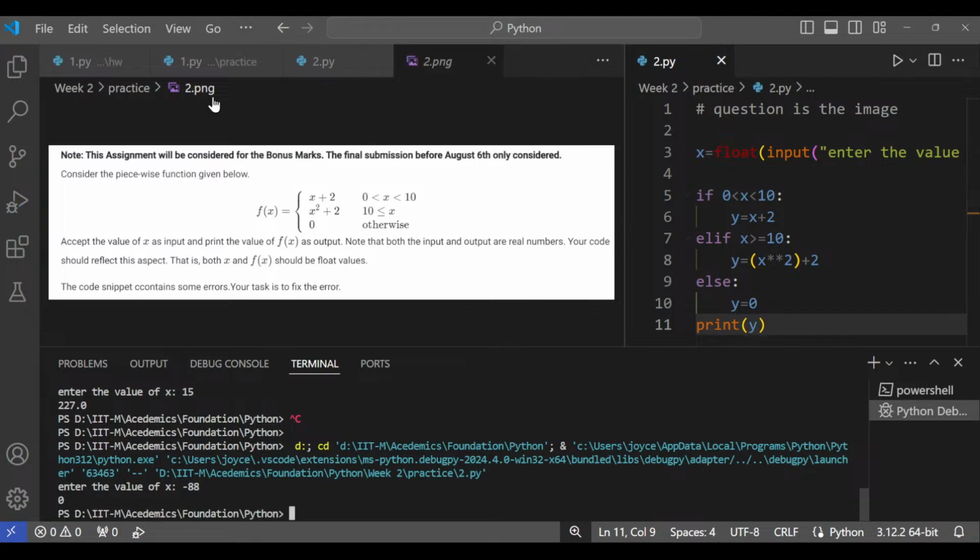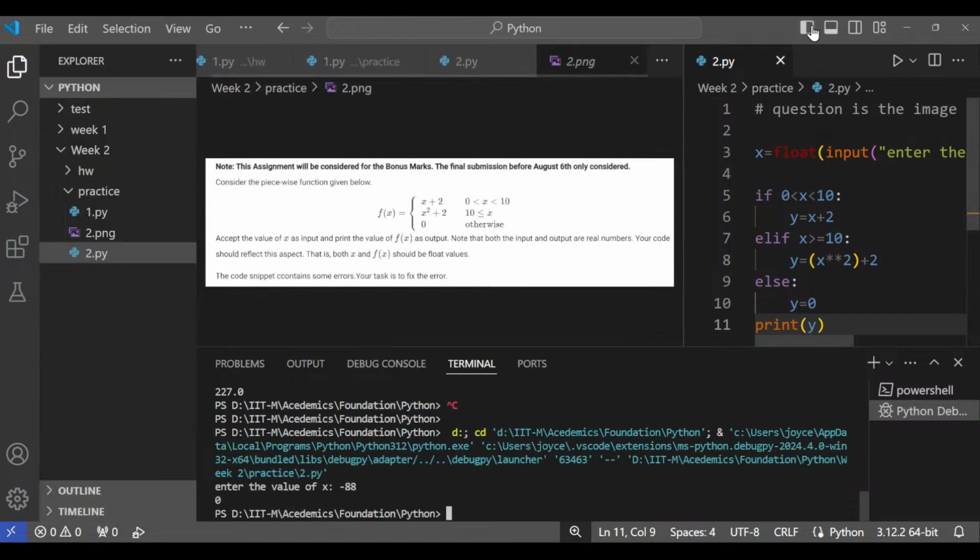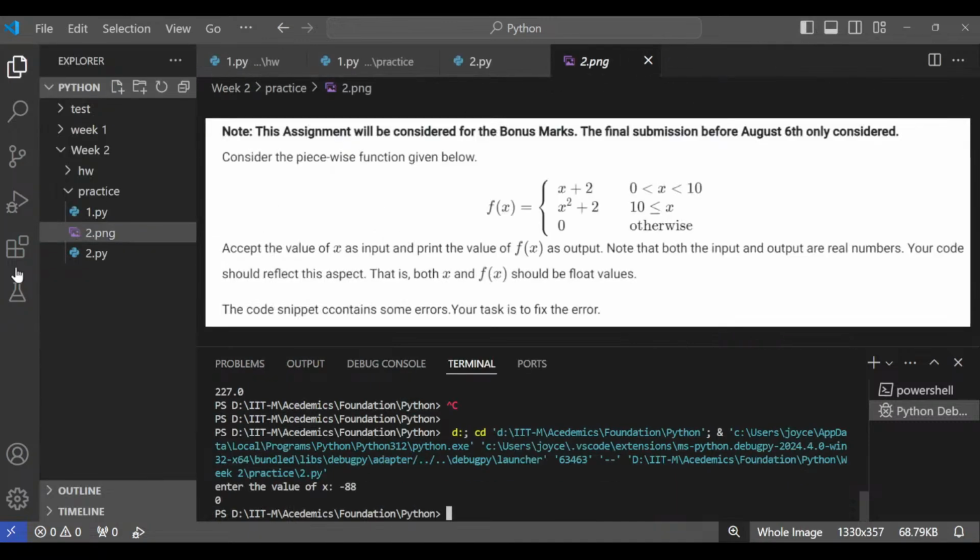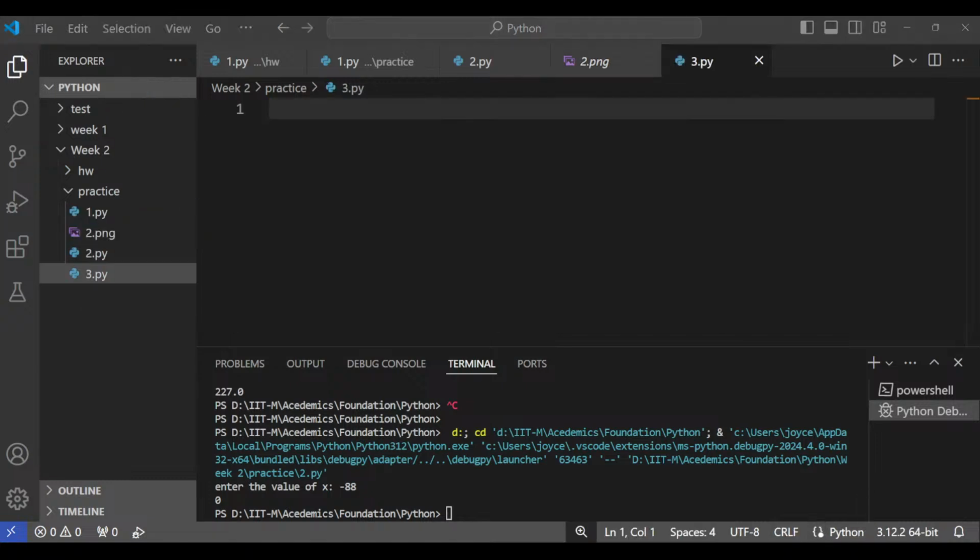Okay, let's go to the third question. Bring back everything and close this. 3.py, third question coming right in front of you.